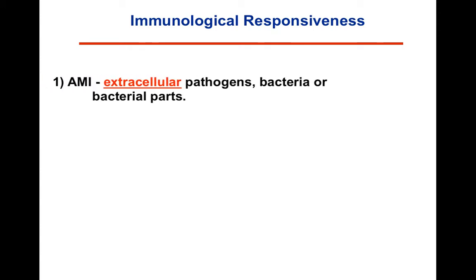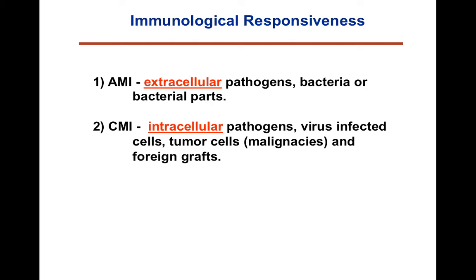So if we look at immunological responsiveness, AMI takes care of extracellular pathogens, bacteria or bacterial parts. These are things that are outside. But they're not the only thing that can infect you. Things that can infect you are viruses, for example, or bacteria that can reside inside cells, like mycobacterium, or even cancer. And so CMI is all about intracellular pathogens, virus-infected cells, tumor cells, and also, as we will see, foreign grafts during transplantation.